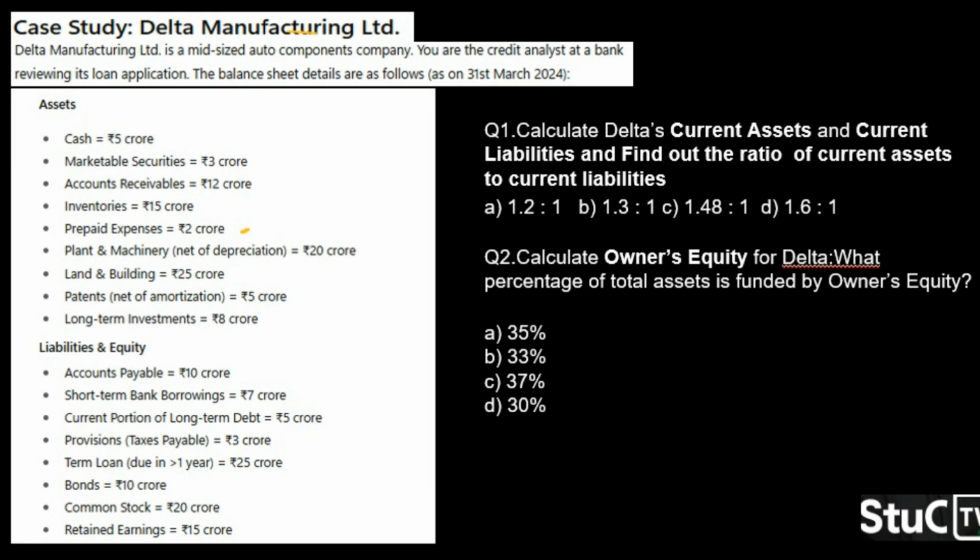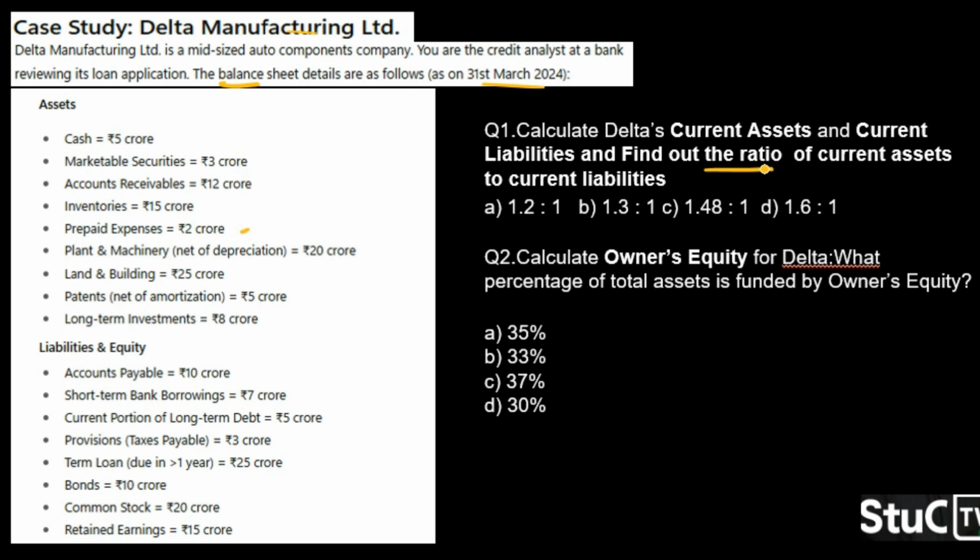Let's start. So the question says, it's a case study about Delta Manufacturing Limited. It's an auto components company. We are given the balance sheet as on 31st March. So here are the components of the balance sheet: cash, marketable securities, all other items, liabilities. Now what is our task? The question is asking you to find out current assets and current liabilities, and then find out the ratio. This is a simple question to start with.